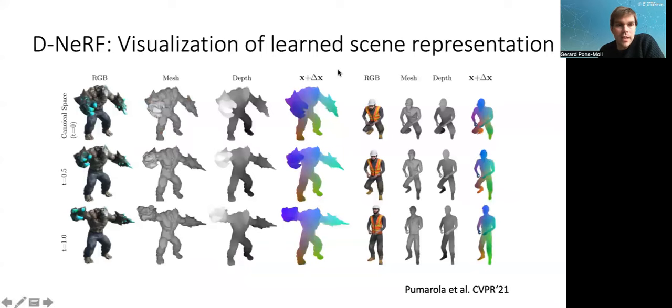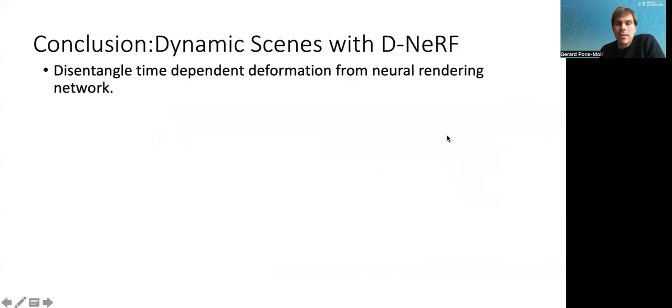And you can also observe the recovered meshes of these dynamic scenes including the mesh, the depth, and also the displacement fields, which interestingly are quite coherent. That's why they look rather smooth. All right, so this was one way of modeling time-dependent deformation and being able to disentangle this time-dependent deformation from the neural rendering network. And D-NeRF is also able to synthesize the shading effects by warping the canonical configuration.